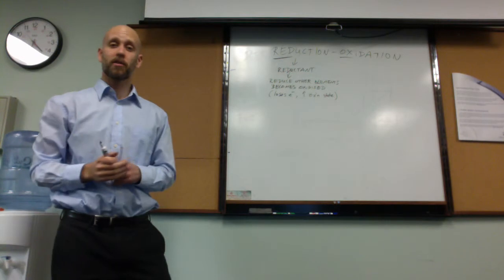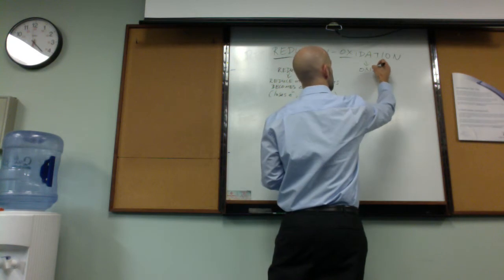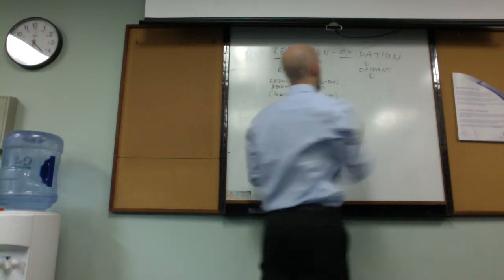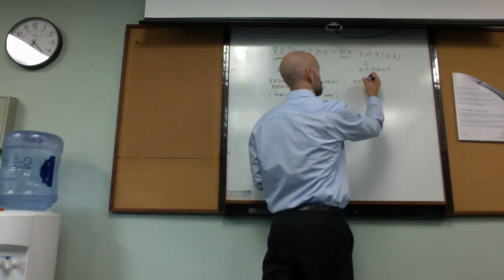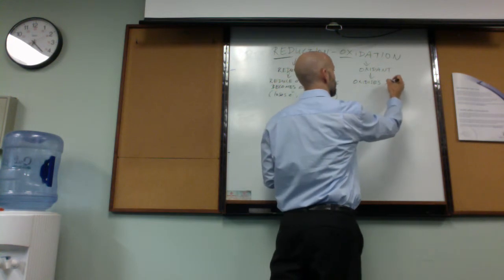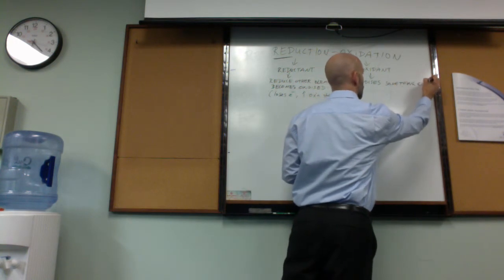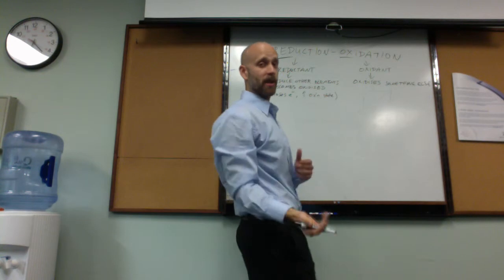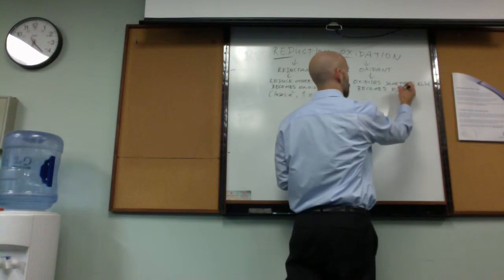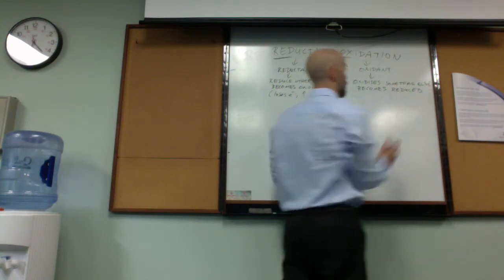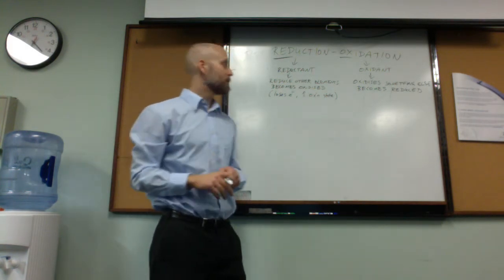Now if we look at the other half of this equation, we have the oxidation part. It has an oxidant. And as you can probably guess, the job of the oxidant is to oxidize something else. And while it's oxidizing something else, it becomes reduced. Being reduced means that it's actually gaining electrons, or it's decreasing its oxidation state.